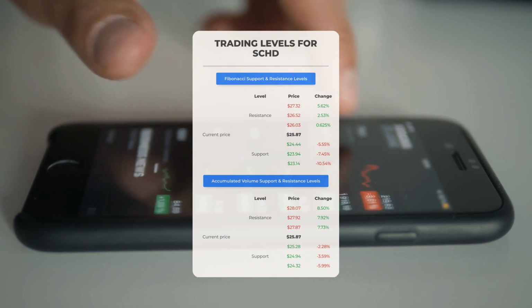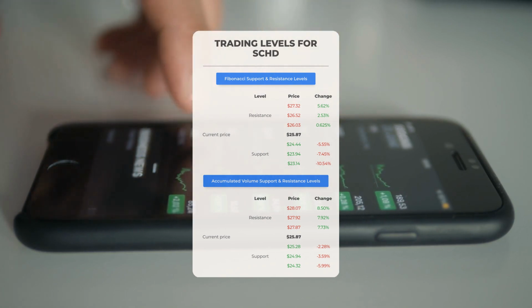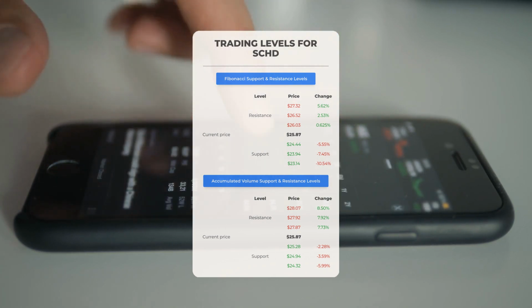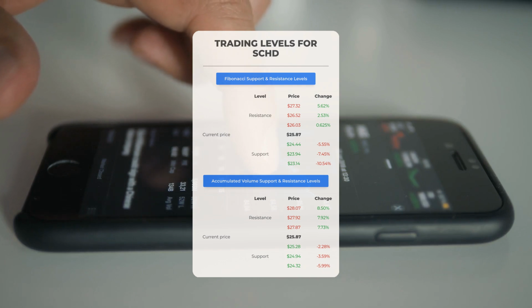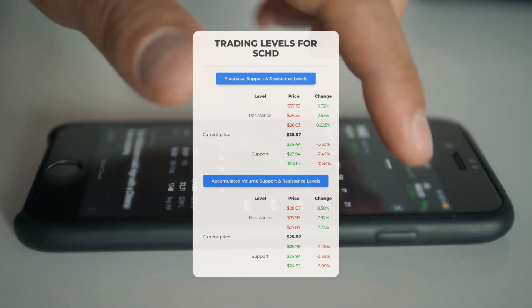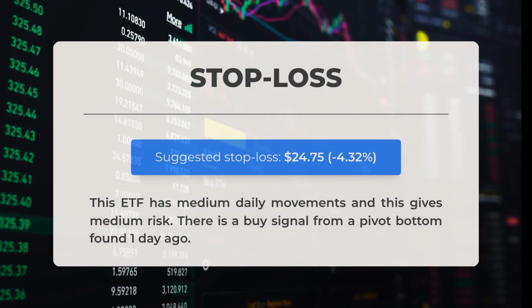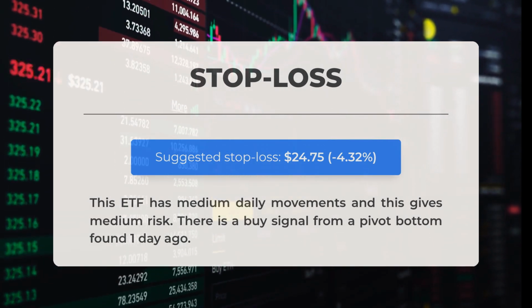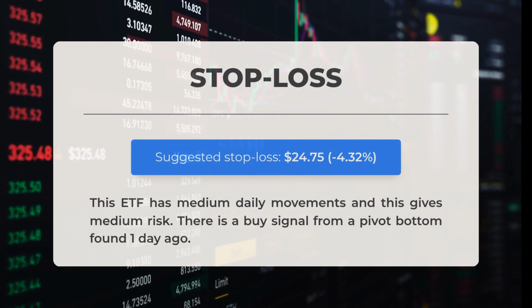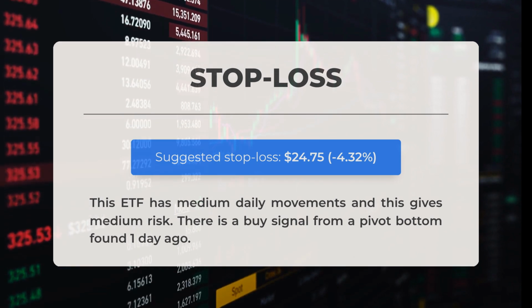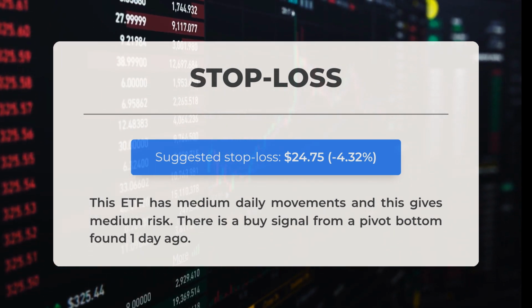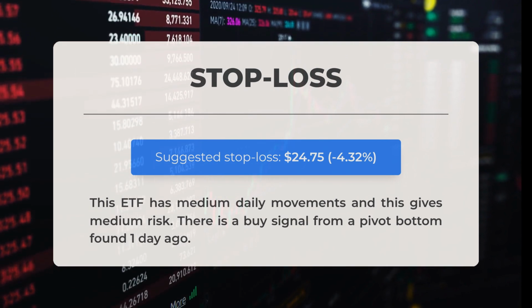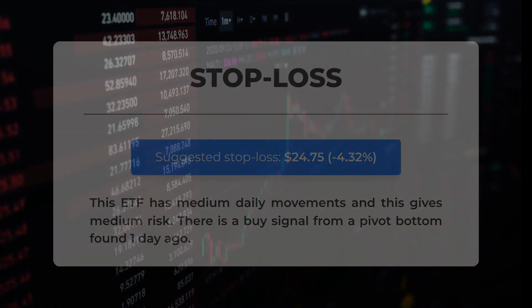On the downside, the SCHWAB U.S. Dividend Equity ETF encounters its first support level at $25.28. If this support level holds firm, it could present a good entry point, anticipating a potential rebound. Our recommended stop loss is set at $24.75, reflecting a decline of 4.32%. This exchange-traded fund exhibits medium daily fluctuations, indicating a medium level of risk. Additionally, there is a buy signal generated from a pivot bottom identified just 1 day ago.